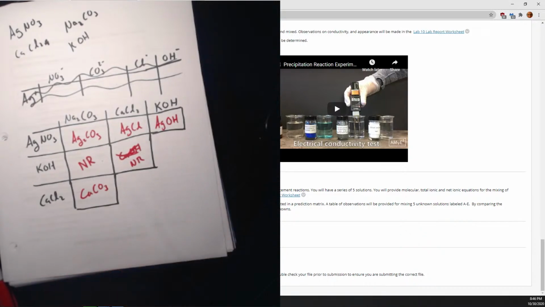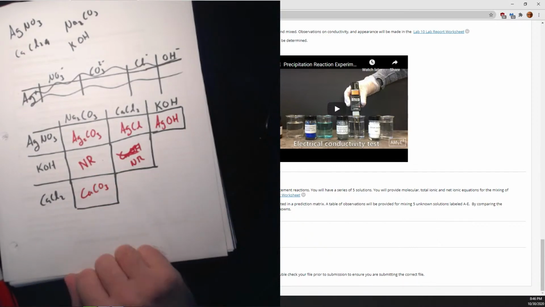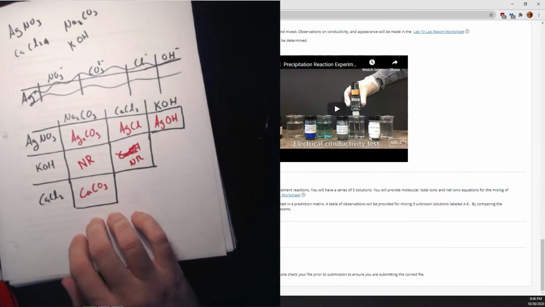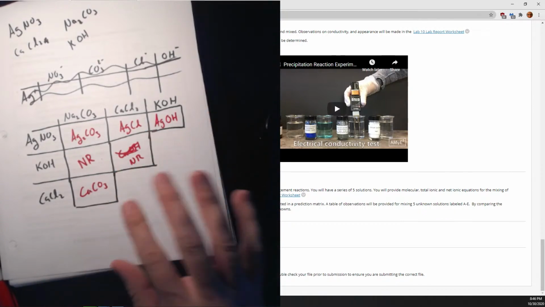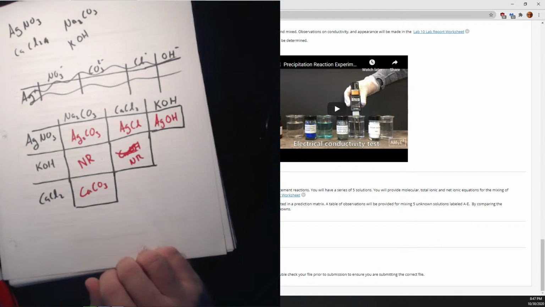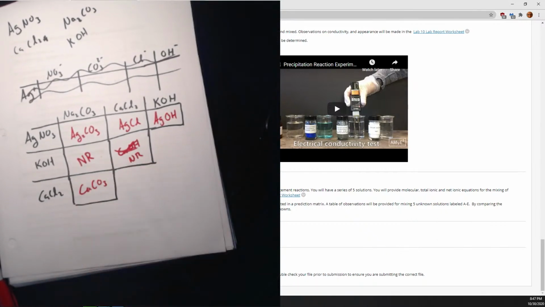All right, so that is what you're doing in this lab, is you are going to do those double replacement reactions. And then you're going to make a prediction matrix, and then you're going to actually figure out what these various unknown compounds are by comparing the results of the mixtures when you mix them. And you'll compare the results of those mixtures with your prediction matrix. Okay, that's it for this lab.